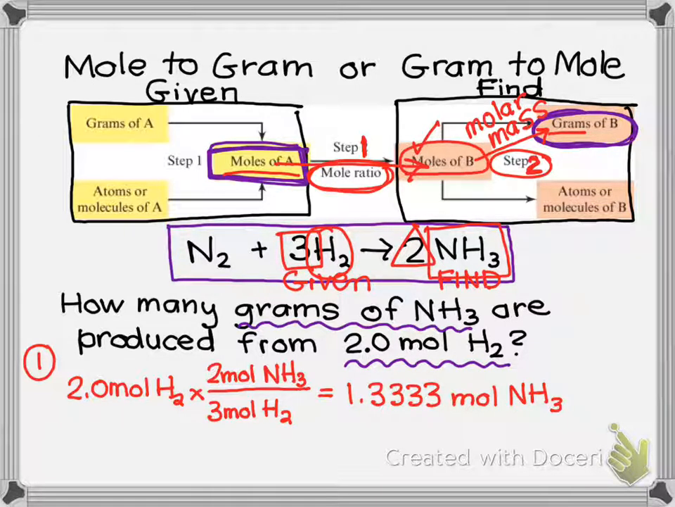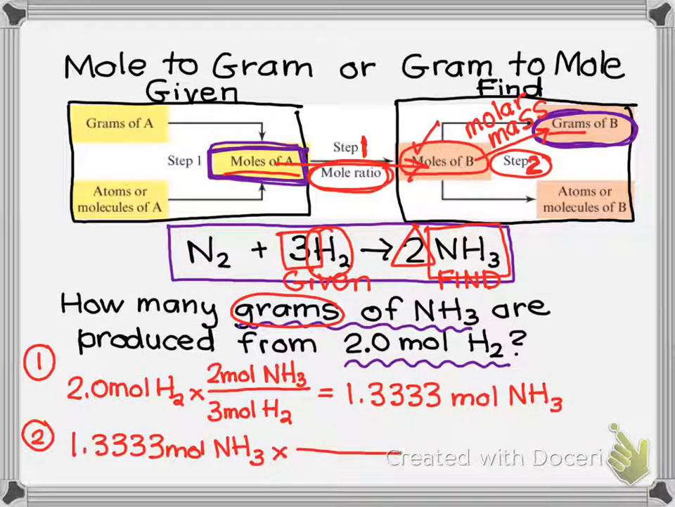Now, to get moles of ammonia, the question asks for grams. So I'm going to have to convert grams into moles, which is not a new thing to us. To go from grams into moles, I'm going to use the molar mass. Okay, so now I have to calculate it. So to calculate the molar mass, I'm going to look up in the periodic table.